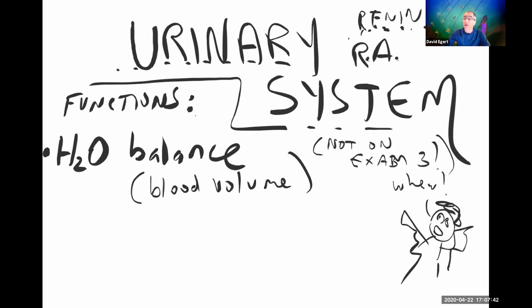And both aldosterone and ADH work at the kidneys. Aldosterone to increase salt retention and ADH to increase water retention. And together they maximize keeping water in the body to keep blood volume up, to keep blood pressure up.